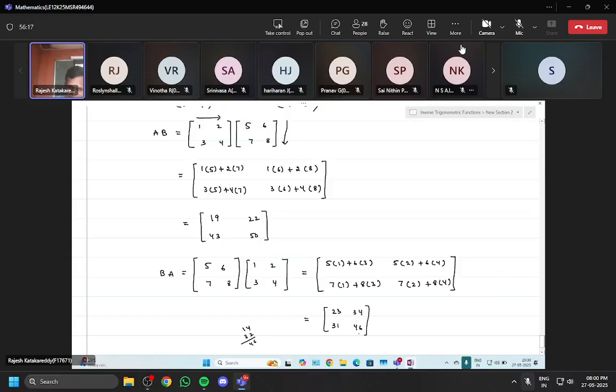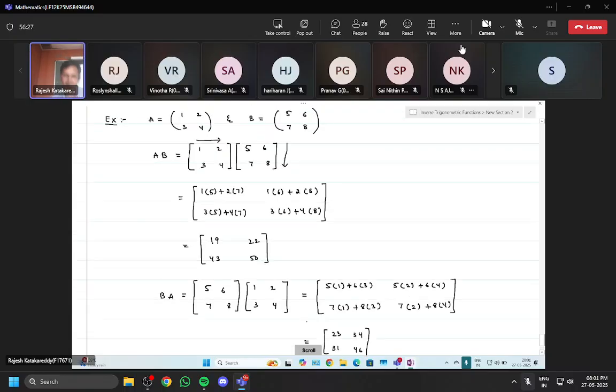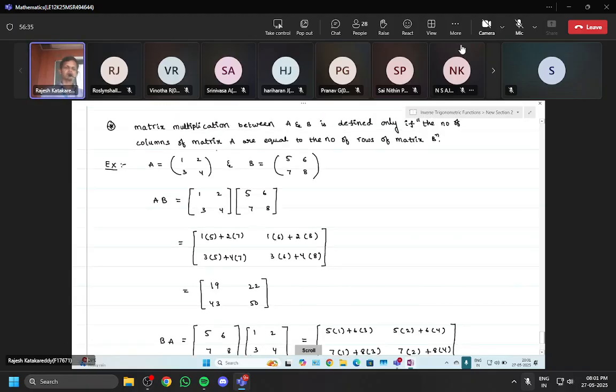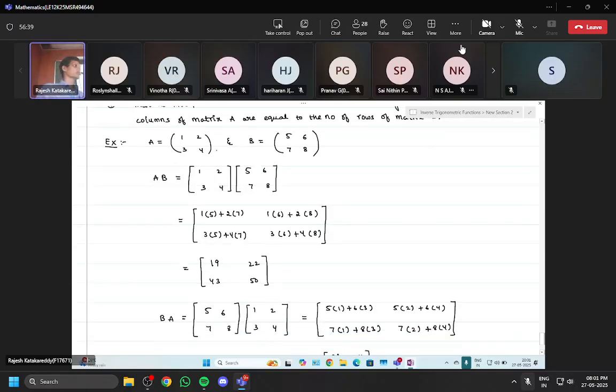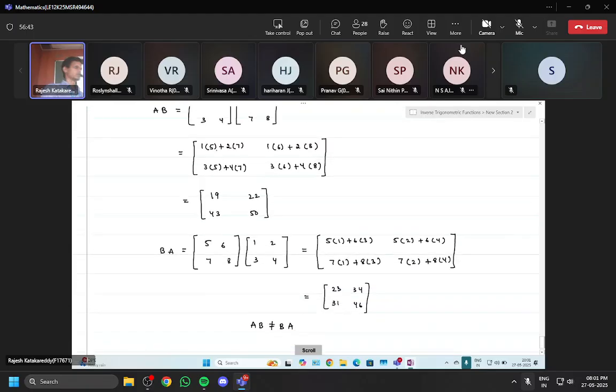Now clearly I can observe the order might be the same for AB and BA, but AB is not equal to BA. Matrix multiplication is not commutative. Anybody writing this part? Can I scroll up? Writing finished? Till here done?